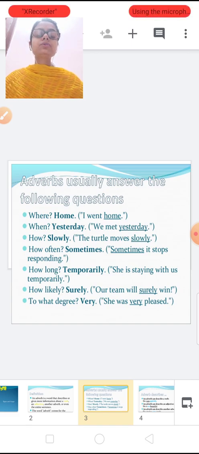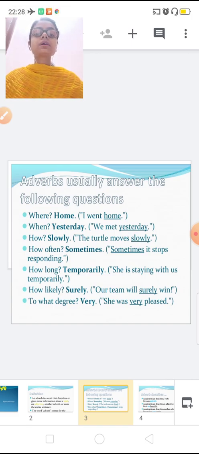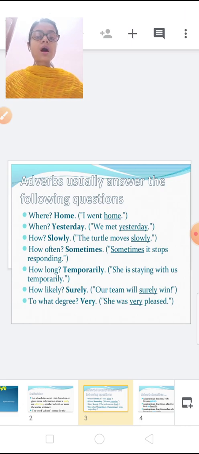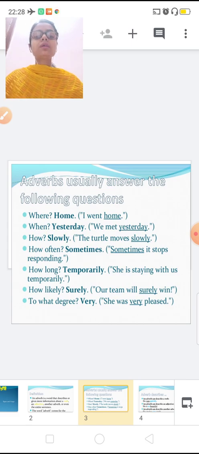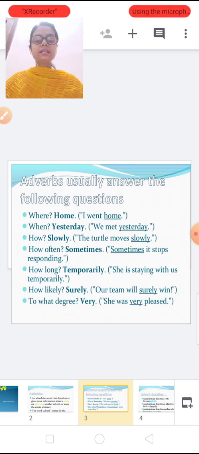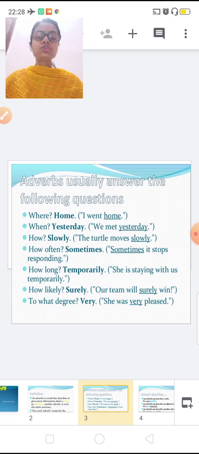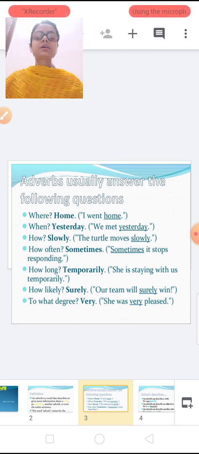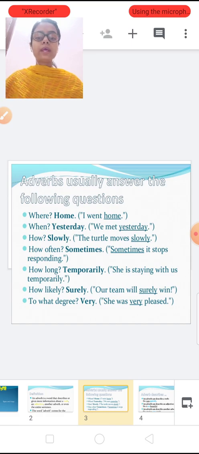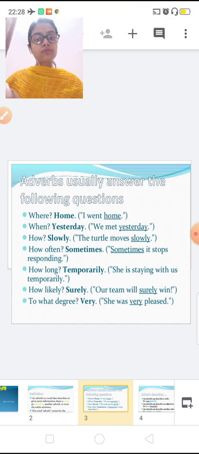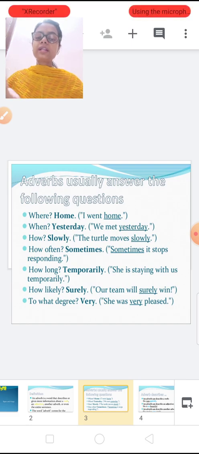Now, how will you recognize adverb? Adverbs usually answer the following questions like where, when, how often, the frequency of repetition, how long, how likely, to what degree. So usually these questions are satisfied by uses of adverb. Like I told you, where, when, how often, how long, how likely.